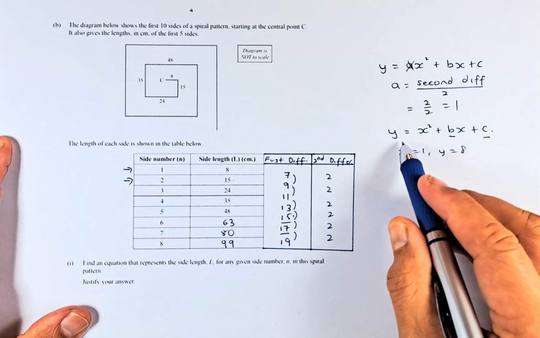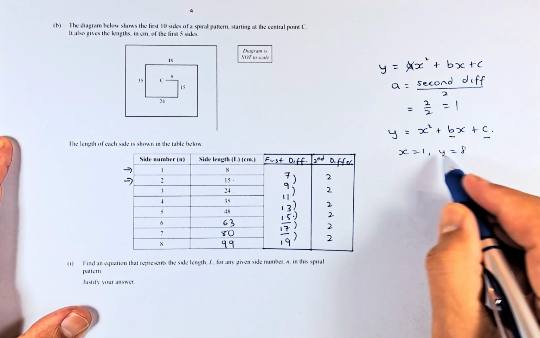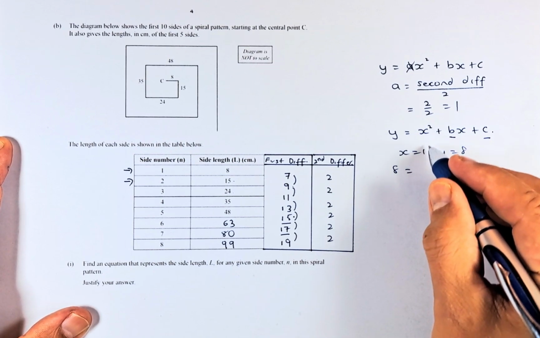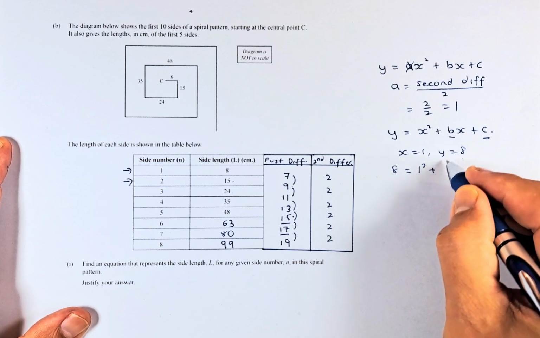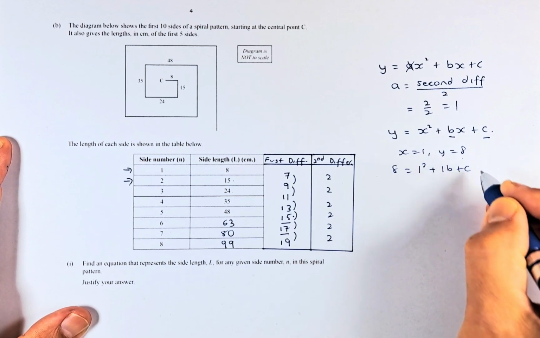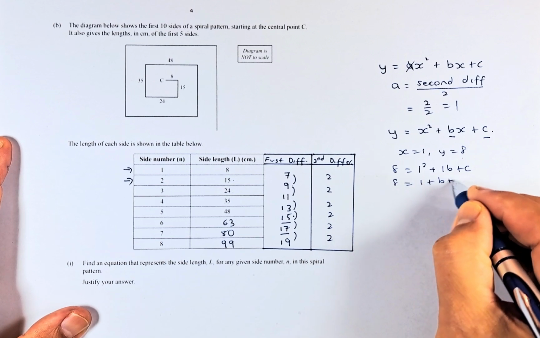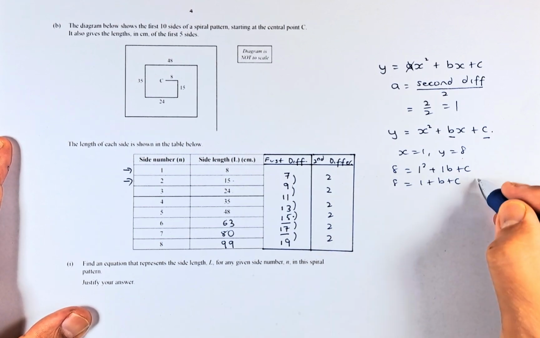So we're going to substitute x and y into that equation. Instead of y, we're going to replace it with 8. Instead of x, we're going to replace it by 1. So it becomes 1 squared plus 1b plus c. So to simplify that, 8 equals 1 plus b plus c. And then you minus 1 on both sides.